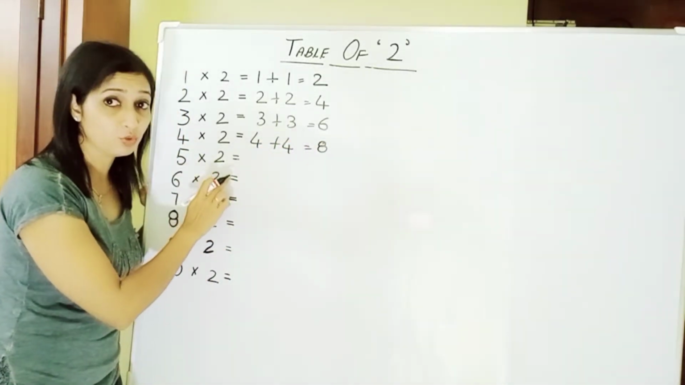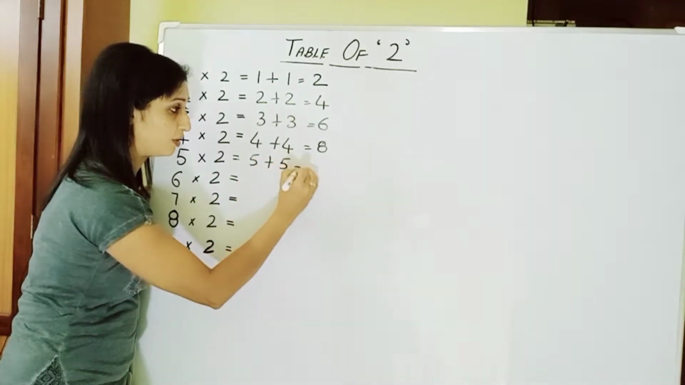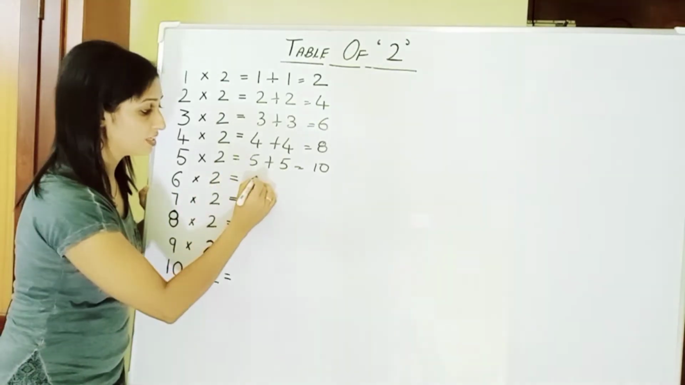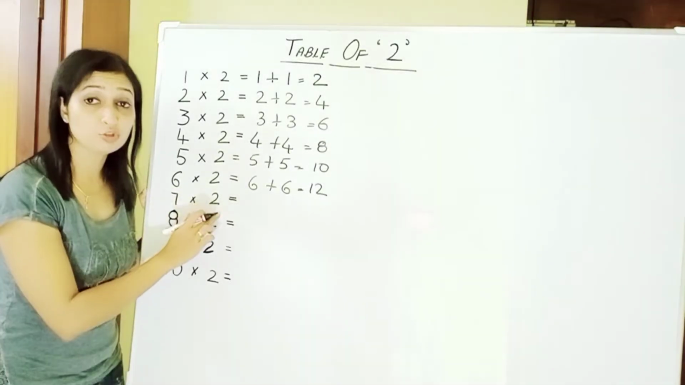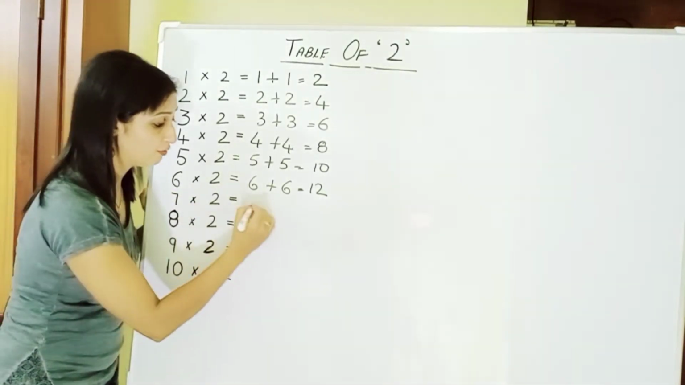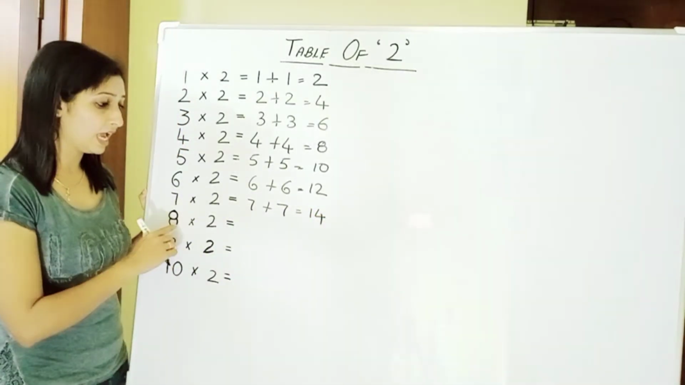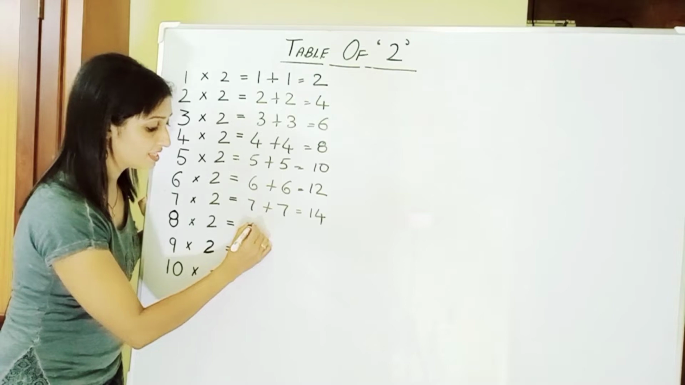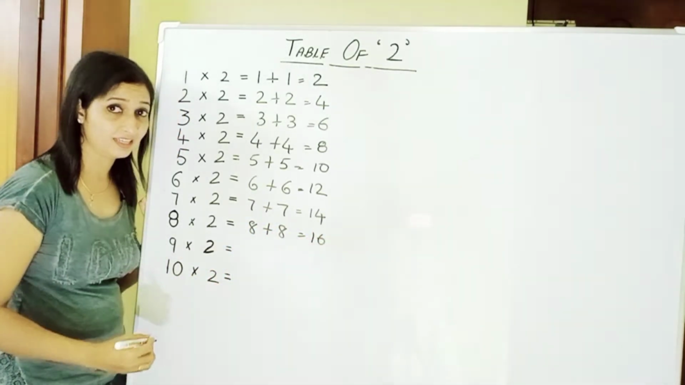What is 5 into 2? It is 2 times 5, which is 5 plus 5 equals 10. 6 into 2 is 2 times 6. That is 6 plus 6, which is equal to 12. 7 into 2 is 2 times 7, which is 7 plus 7, equal to 14. 8 into 2 is again 2 times 8, which is 8 plus 8 equals 16.